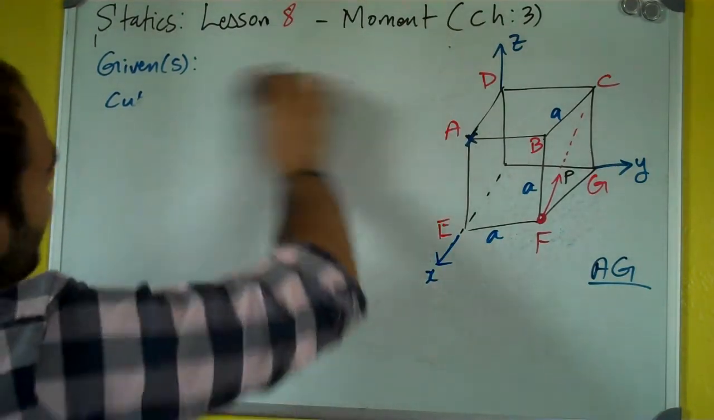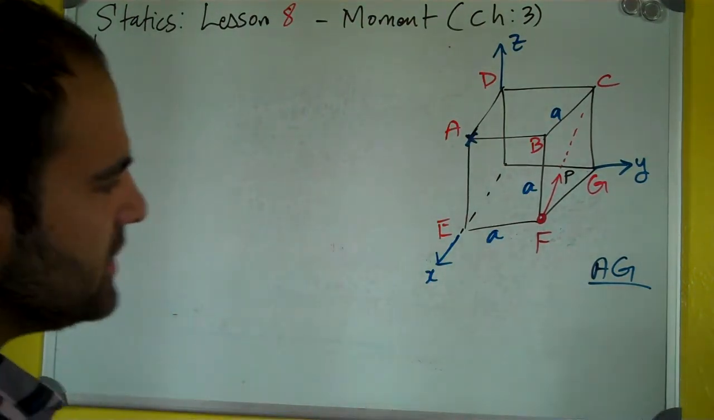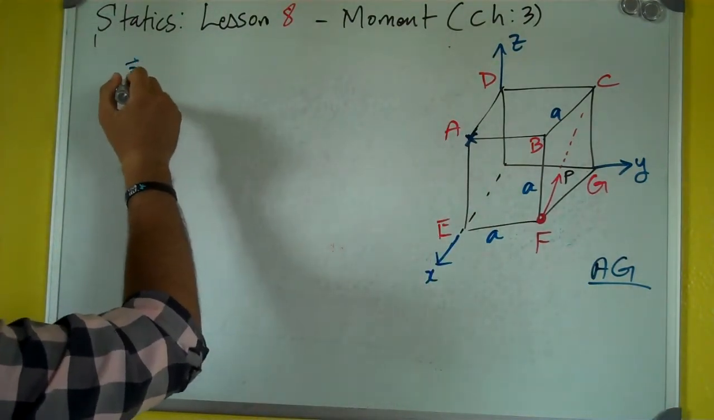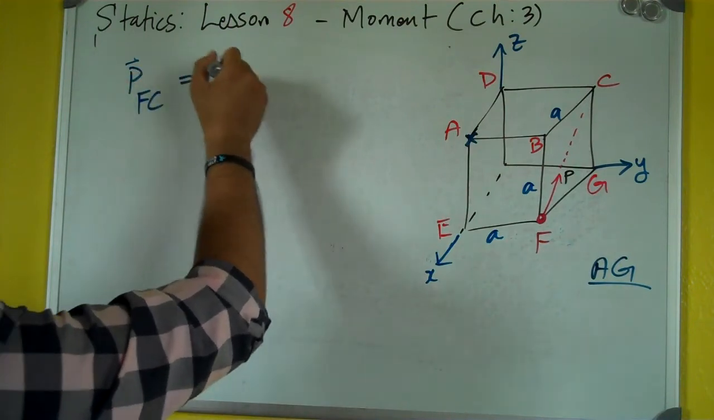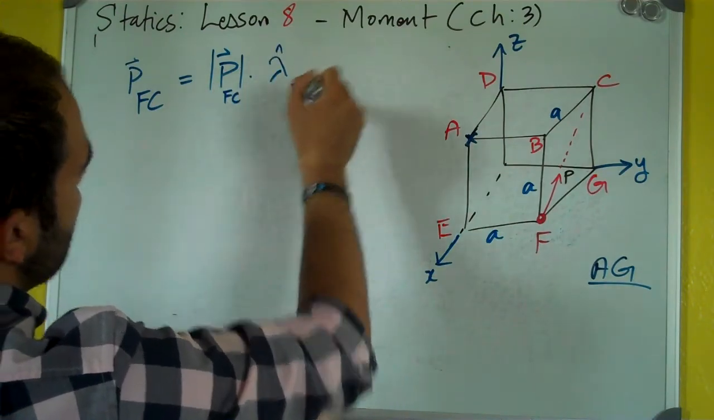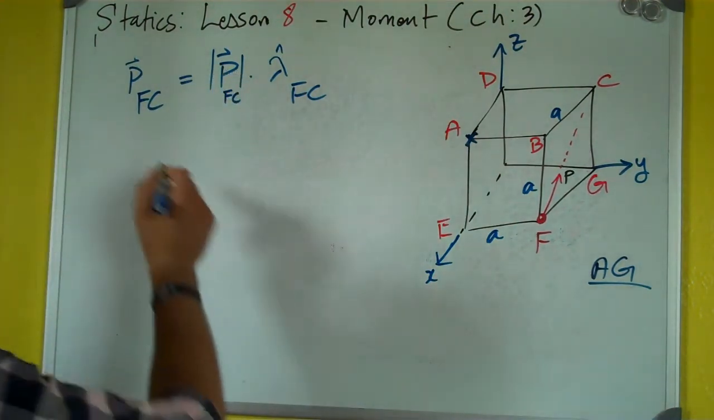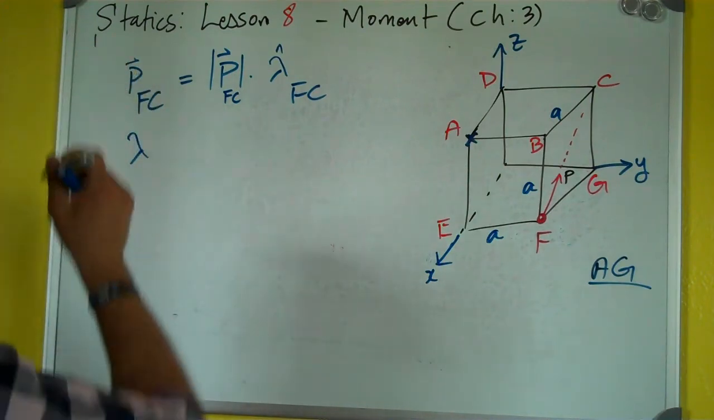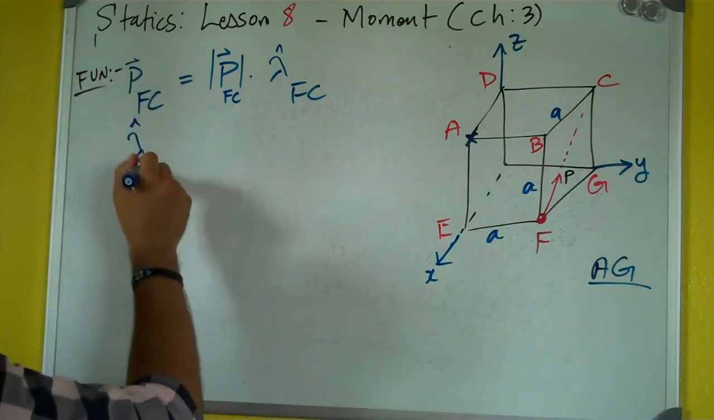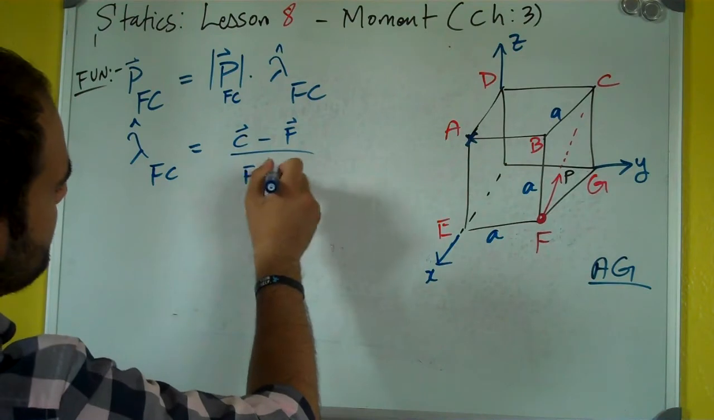What is my mindset or my thoughts about this problem? Well, I don't have to think that much. Immediately, I want to find out what P of FC is going to look like. Well, I don't know what P is, so I don't have to care about it. I need to find out what is... we forgot something really important here to say. Fun, because we are having fun. Lambda FC, well, that's C minus F over FC as a magnitude.